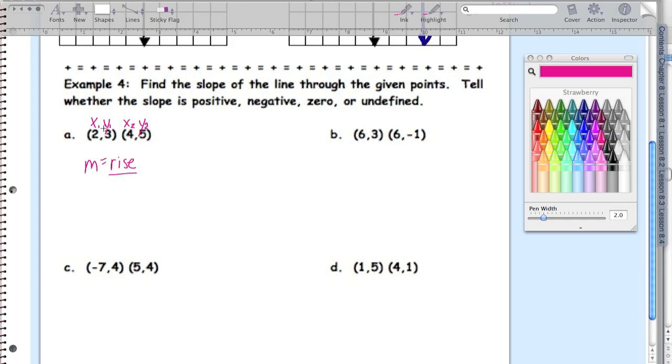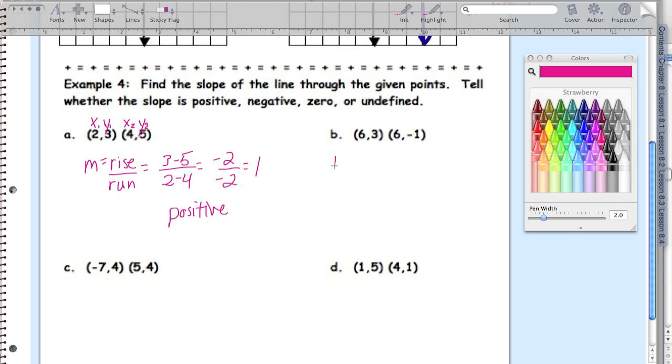But we're just focusing on remembering that we're subtracting the y's on top in the numerator and the x's in the denominator. So subtract the y's. 3 minus 5 divided by subtracting the x's, 2 minus 4. I get negative 2 over negative 2, which is 1. So this is a positive slope.